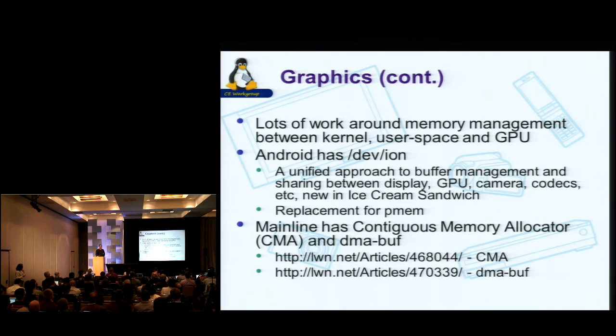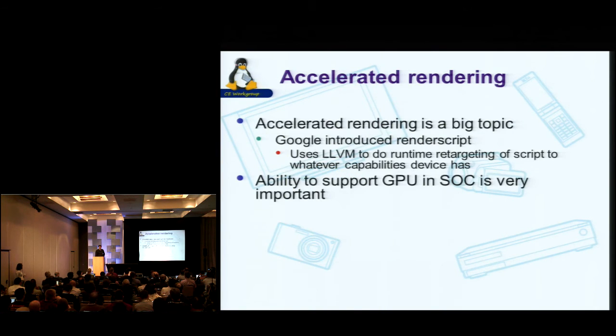Anyway, in talking with some of the Google developers, I know that there's been discussion about how these pieces can be integrated together, and maybe features in Ion can be put into CMA and DMA Buff. And so I actually think that this is a problem that's receiving a lot of attention, and there are very smart people working on this. So I'm not too concerned about it. But that is one of the areas that's a pretty hot topic right now.